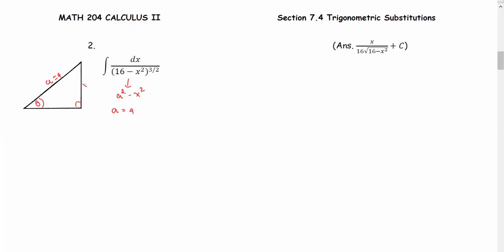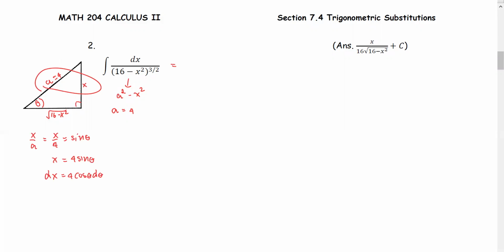The x is the opposite. Therefore, the adjacent is the square root of a squared minus x squared, which is the square root of 16 minus x squared. Next, we form the relationship of x and a, x over a, or x over 4, which is the opposite side divided by the hypotenuse, or sine of theta. We have x equals 4 times sine theta. The differential dx is 4 times cosine theta d theta.